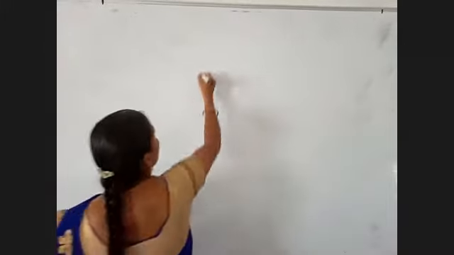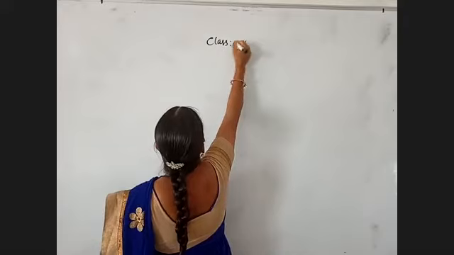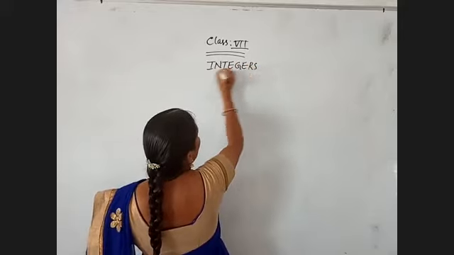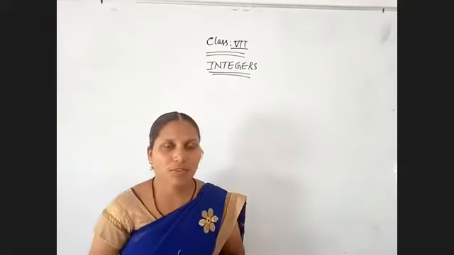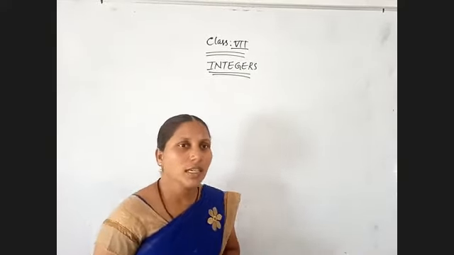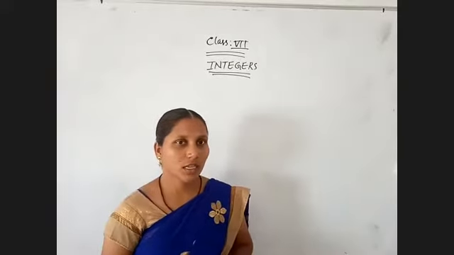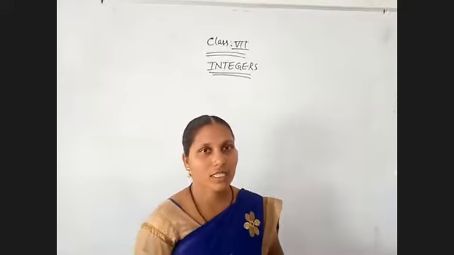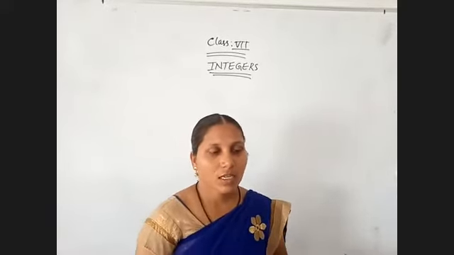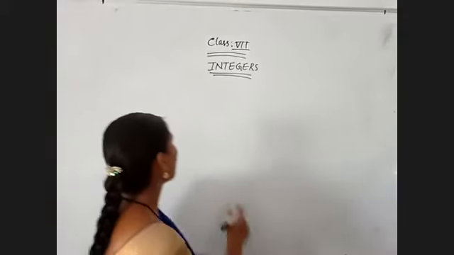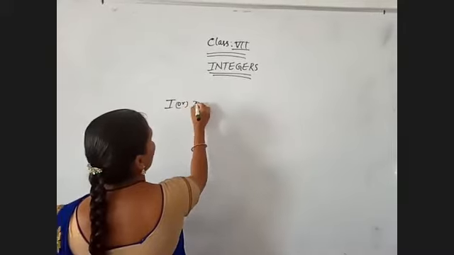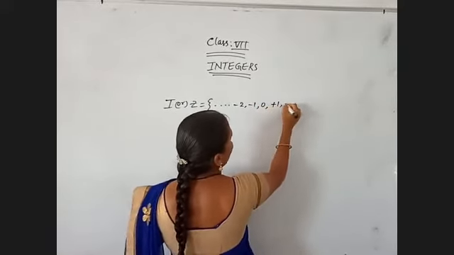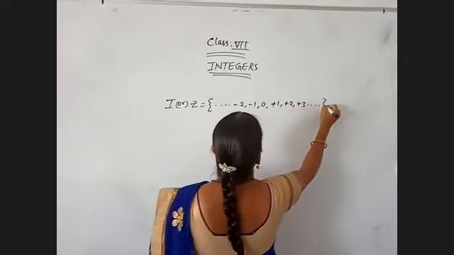So first of all, integers. Whenever we are talking about integers, what are the integers we must know? The collection of negative numbers and positive numbers added together are all integers. How many types of integers are there in this chapter? Total 4 types of integers: positive integers, negative integers, and non-positive, non-negative integers. The integers are represented by I. The collection of negative values, 0, and positive values together form the integers.